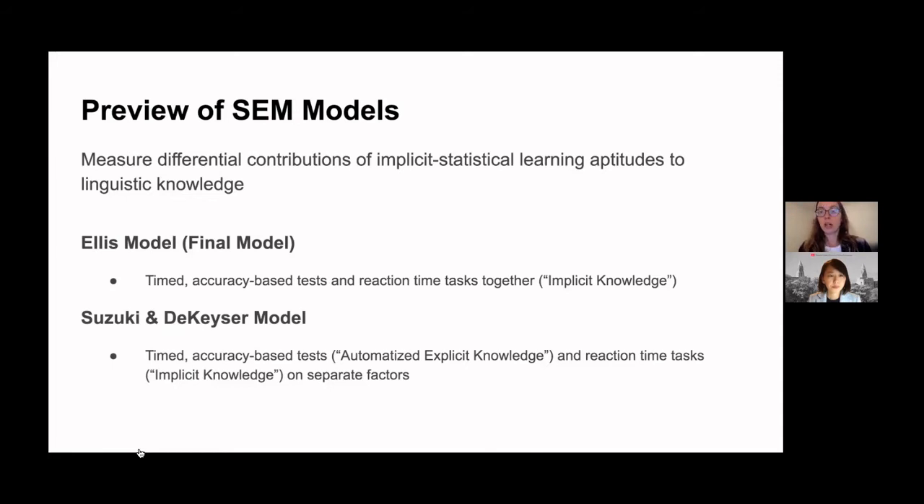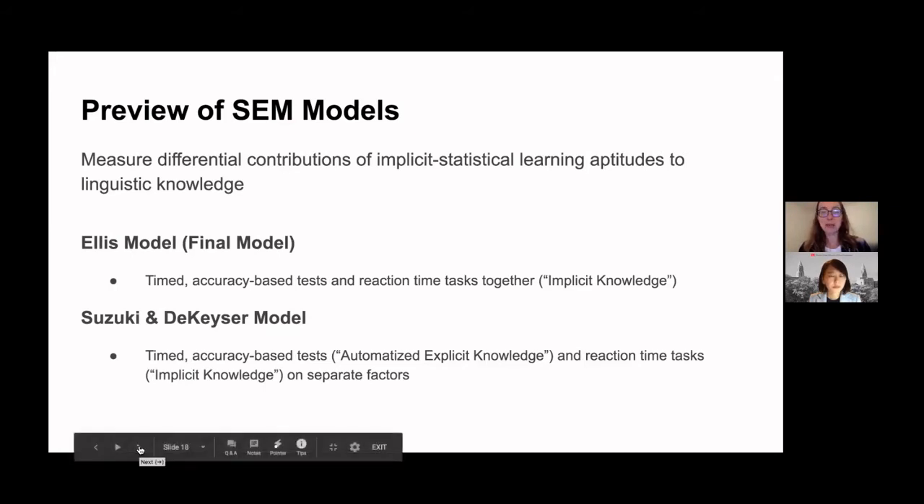And so, just as a reminder, the crucial difference between these two models is how the reaction time tests are being accounted for. In the two-factor Ellis model, they load together with the timed accuracy-based tests onto the same factor called implicit knowledge, whereas in the three-factor model, the extension of Suzuki and Kormos, they load onto a separate factor from the timed accuracy-based tests. So let's have a look at what we found.